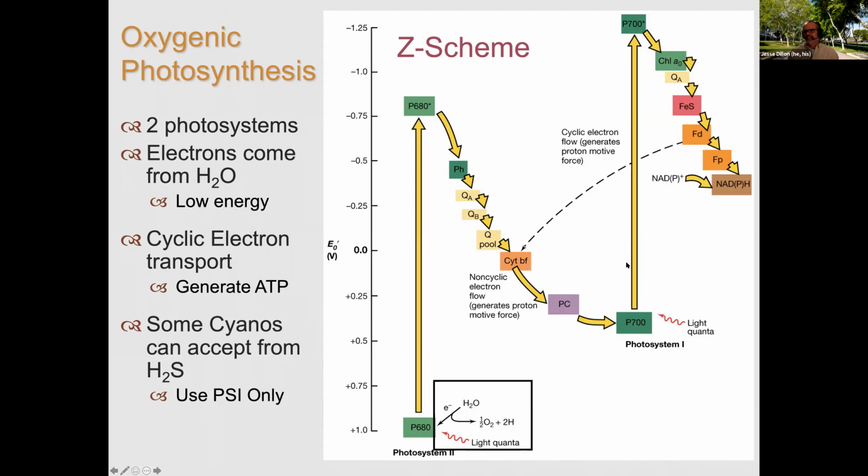Now, interestingly, some cyanobacteria can shut off this part and just run photosystem 1. And that may be a holdover from their early evolutionary times, back when they may have evolved from an ancestor that had a single photosystem. So if you take a cyanobacterium and you put it under anaerobic conditions with hydrogen sulfide, they can do this.